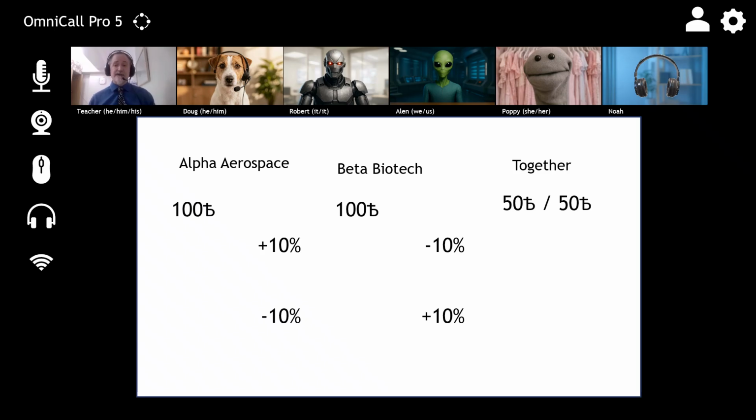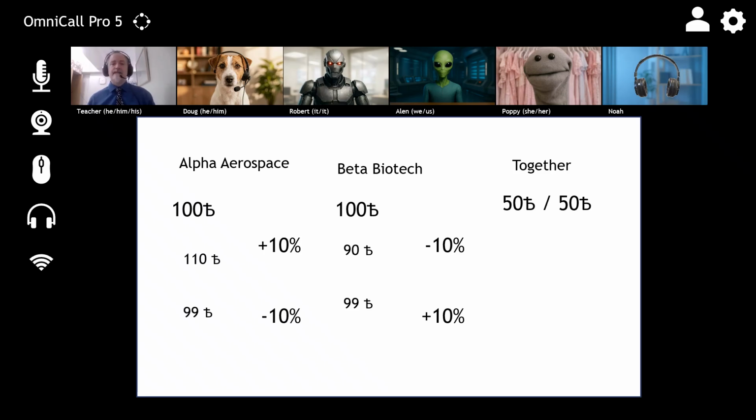So Alpha Aerospace going up 10 and then down 10 would be 110 after going up. After going down, it's at 99. Beta Biotech goes down first and then up. Now recall what happens in A, recall what happens in B. What will happen together? My prediction is that the outcomes will be identical. A loss combined with a loss is still a loss.